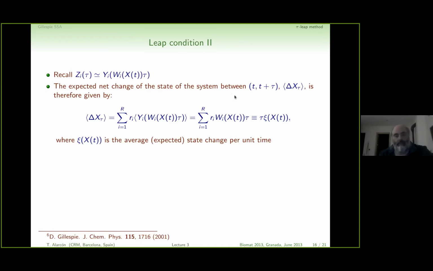Now, the expected net change of the state of the system in the chosen tau interval is this average here. By the way, are you familiar with this notation? This is the notation that physicists use for the average. Whenever you see something between these two angle brackets, this means average. So the average net change in the state of the system is given by this quantity here.